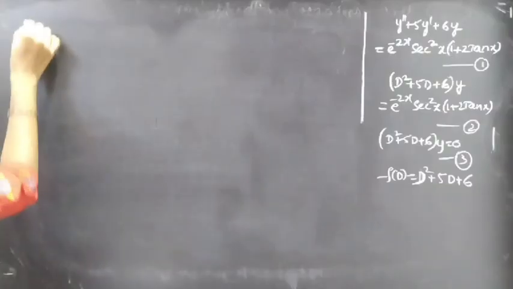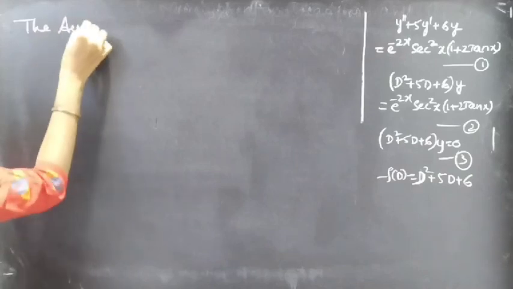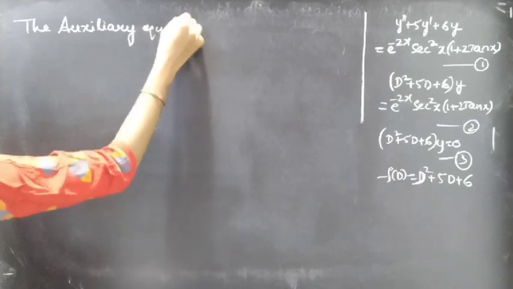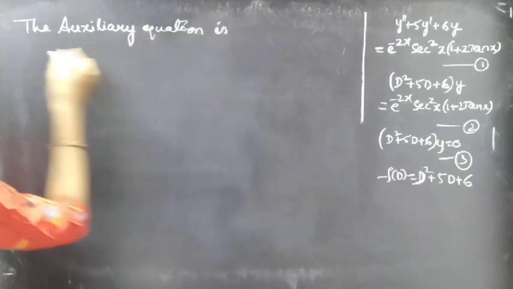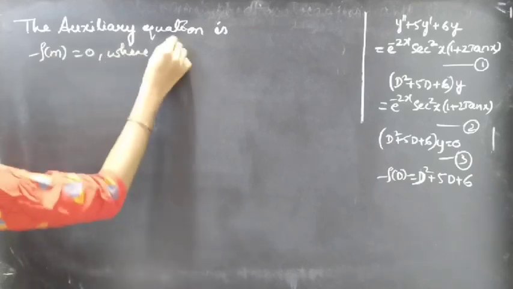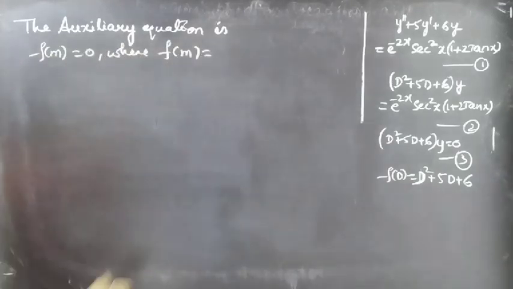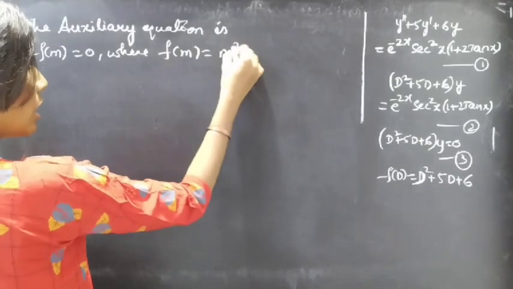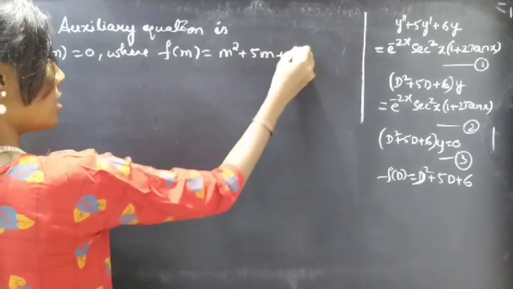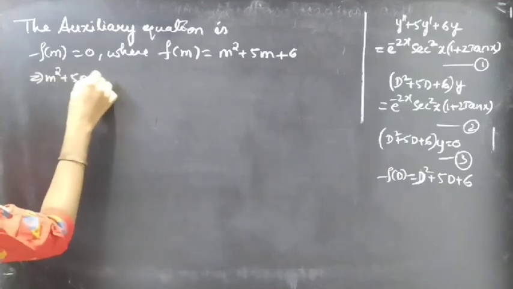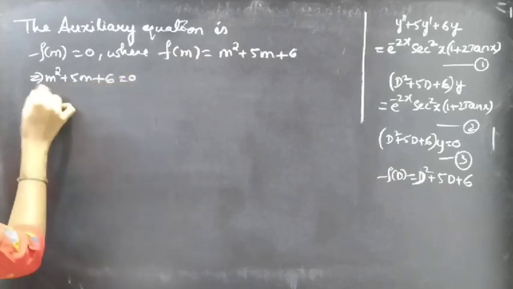Coming to the auxiliary equation. The auxiliary equation is f of m equal to 0, where f of m equal to, we have f of D square plus 5D plus 6, right? Let's replace the differential operator with m, so that we'll get f of m equal to m square plus 5m plus 6. Then the auxiliary equation becomes m square plus 5m plus 6 equals 0. Now we need to find the roots to this equation.